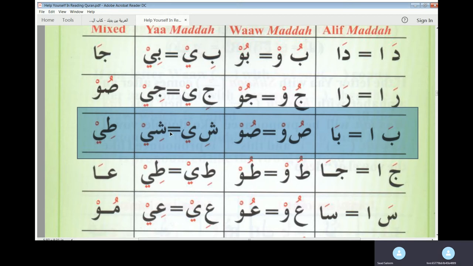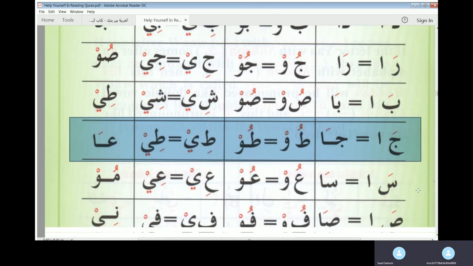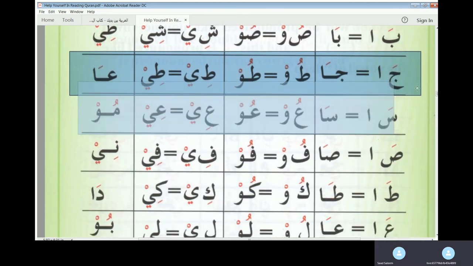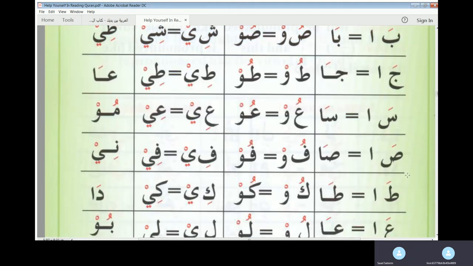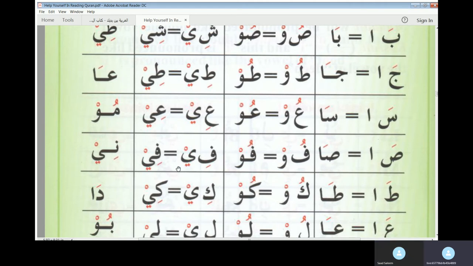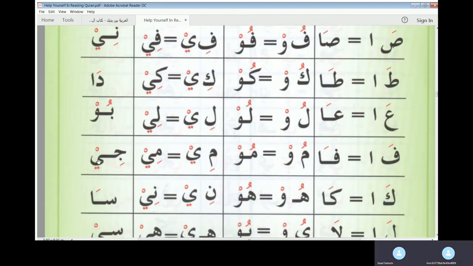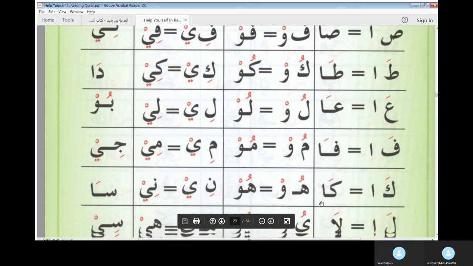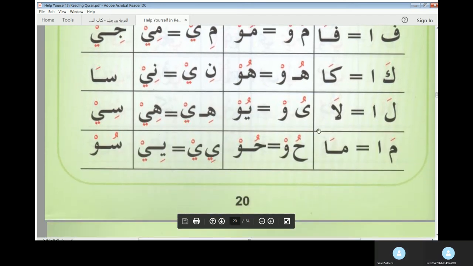Okay, sorry for that. Continue now. Ba, su, shi, ti. Ja, tu, ti, a. Sa, u, i, mu. Sa, fu, fi, ni. Ta, gu. Alulibu. Femumiji. Kehunise. Leyuhisi. Mehuyisu.